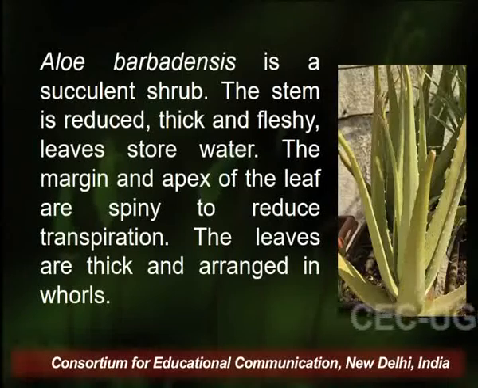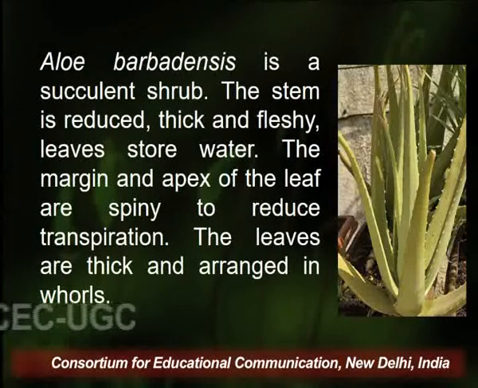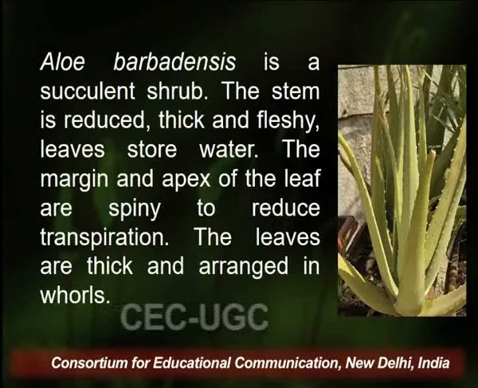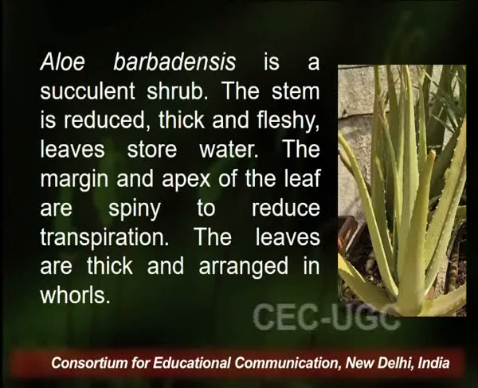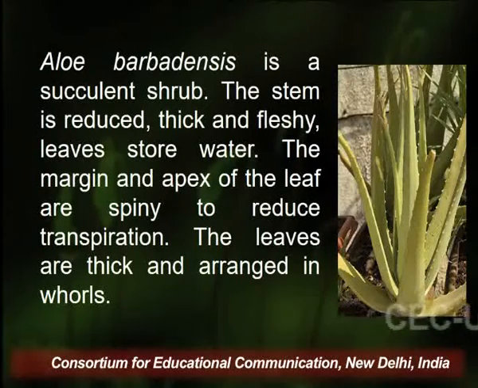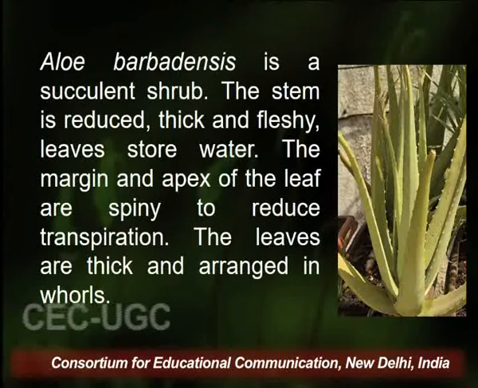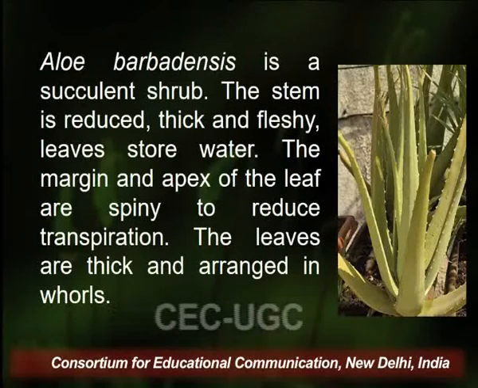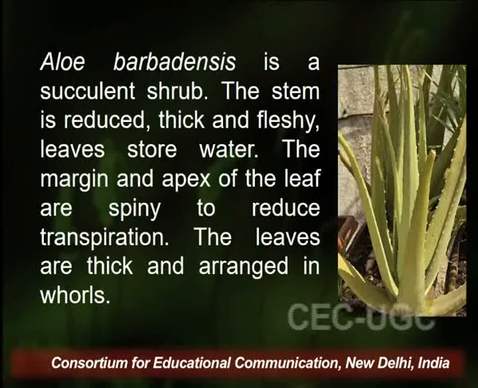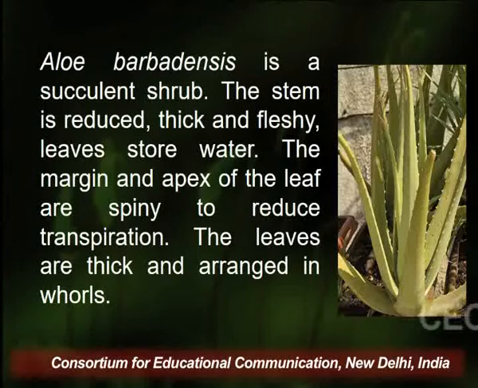This is a plant we all know, Aloe barbadensis, and it is also a succulent shrub. The stem is reduced, thick and fleshy, and its leaves store water. The margin and apex of the leaf are spiny to reduce transpiration. The leaves are thick and arranged in whorls.